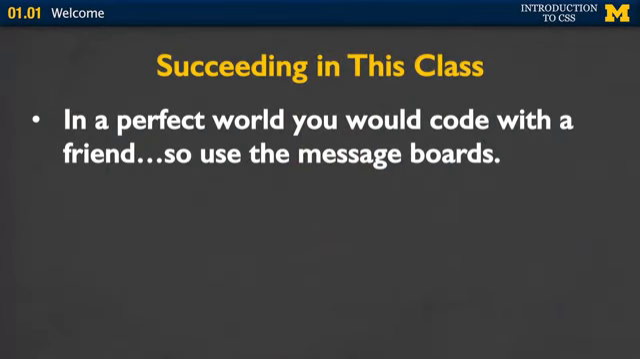So let's talk about how you can succeed in this course. In a perfect world, you'd get together with friends, you'd code together, you'd learn from each other's mistakes, and you'd also learn from each other's successes. So while we don't have that one-on-one experience, make sure you use the message boards, not only to ask questions, but to see what other questions people are putting. You can learn a lot that way.